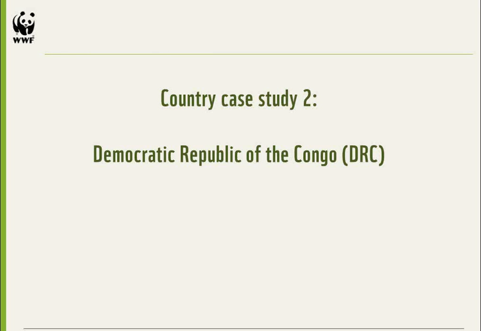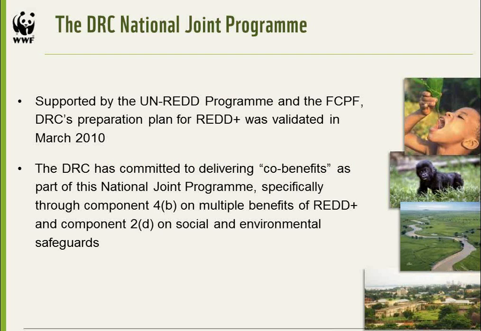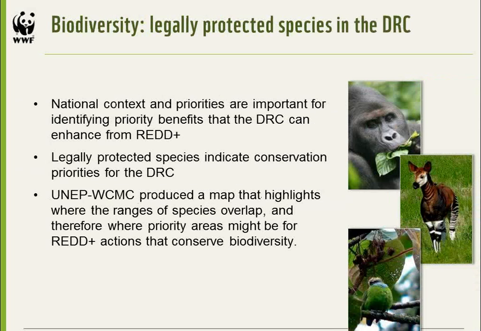Next slide, thanks. So the second case study that we have is in the Democratic Republic of the Congo. The DRC's National Joint Program was validated in 2010 and it was supported by UNREDD and the FCPF. Since then, there has been a framework strategy which was validated in Doha, which also talks about multiple benefits. More recently, there has been an investment plan for 2013 to 2016, and the UNREDD program has been working with the government to build multiple benefits and spatial planning into this investment plan.